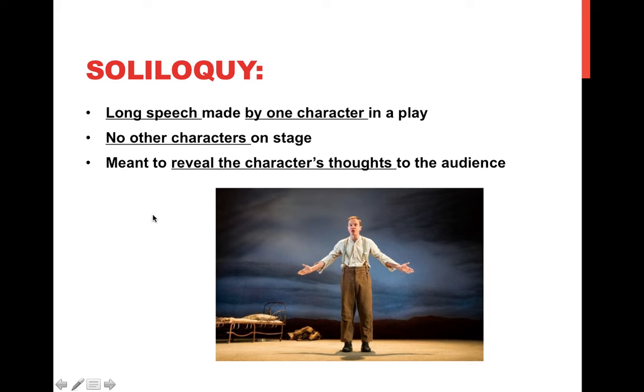This is meant to reveal the character's thoughts to the audience. Plays are tricky because you can't just have, you could, but it's very rare that you have a narrator come in and just tell the audience what the character is thinking. So a soliloquy is their way of telling us what's on that character's mind.